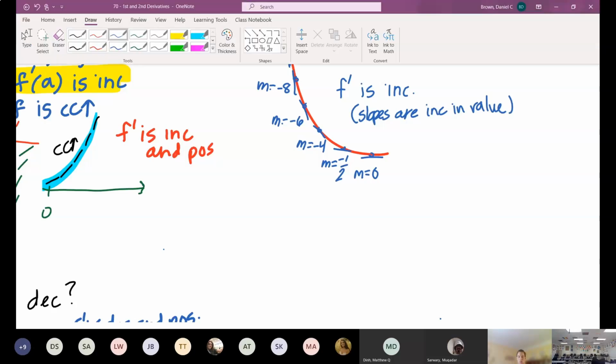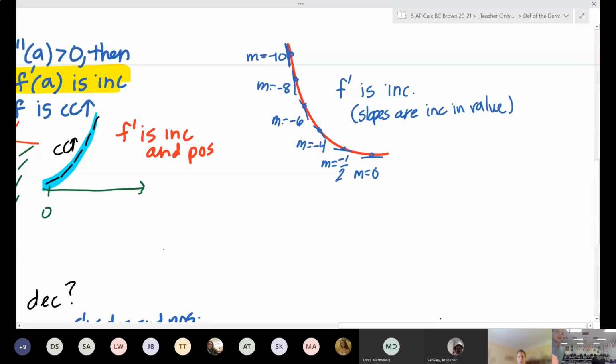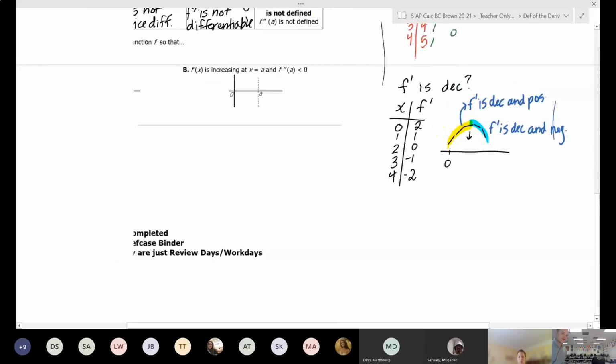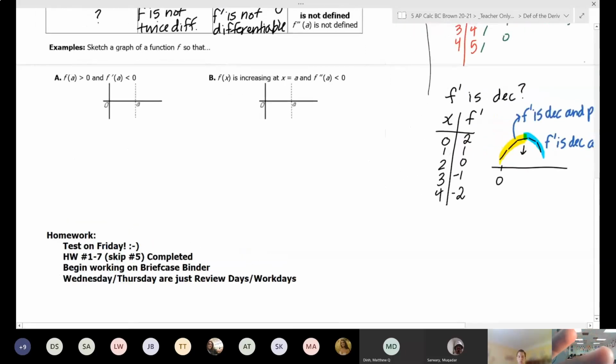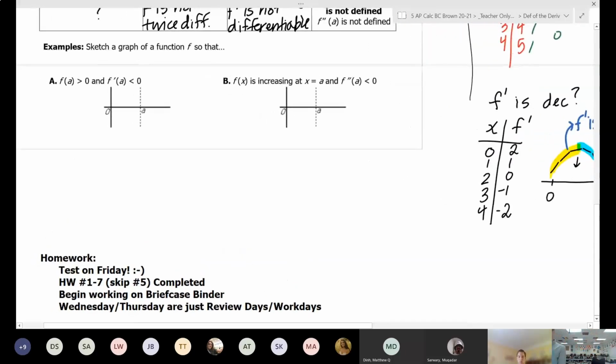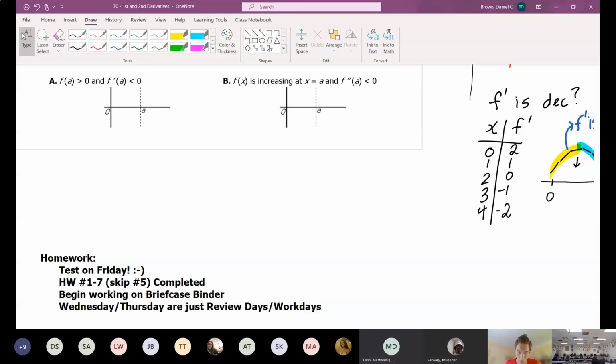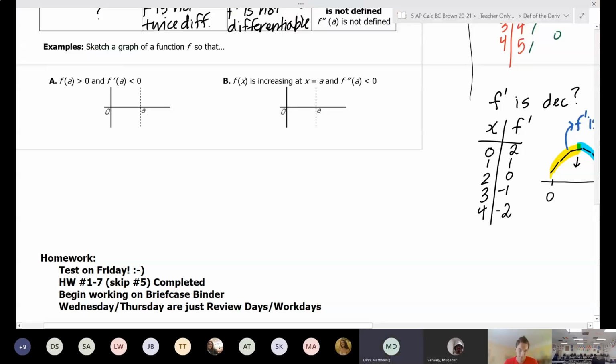So what I want you to do, and this is what your homework looks like tonight, is basically making sure you understand this chart. Homework 7 is just one page of a bunch of graphs that look like this, where I give you 2 pieces of information, and I want you to draw a possible graph that matches that situation. So if I'm looking at this first one, there's 2 statements here.